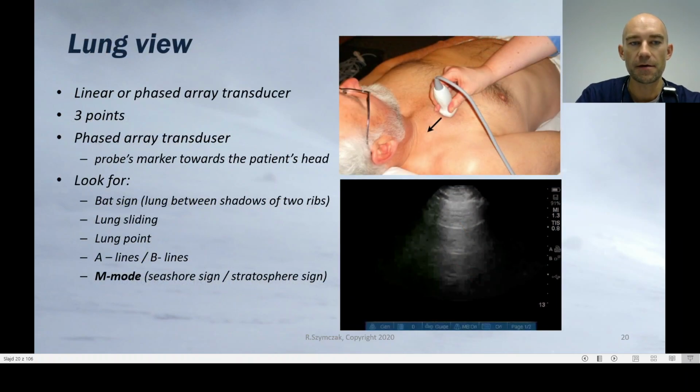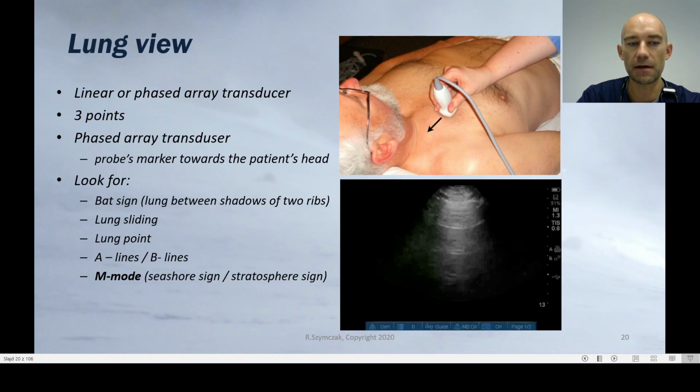And for the examination of the lung, you can use either a linear or phased array transducer. As I told you before, I use the phased array transducer in the helicopter because that's the only one I've got, and it works. When I use this phased array transducer, the probe's marker should be towards the patient's head, and I look for a few things in the view. I look for the bat sign, so the lung between the shadows of 2 ribs. I will show you that.